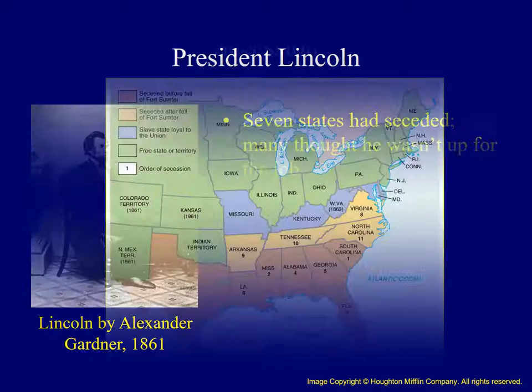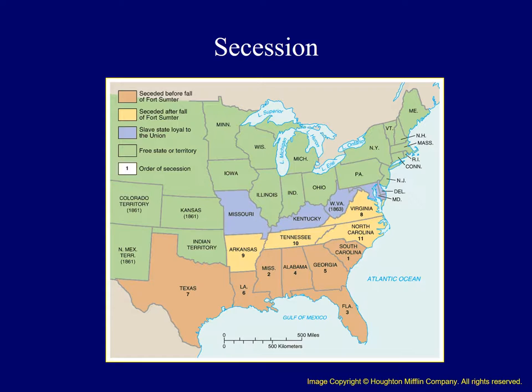This map identifies the states in the Deep South, which had already seceded from the Union. They had rejected the United States Constitution and formed the Confederate States of America.